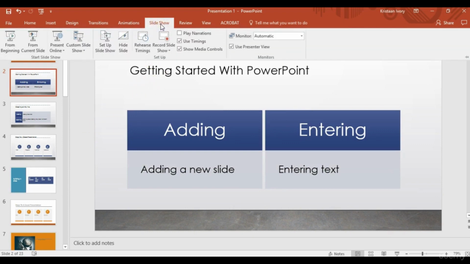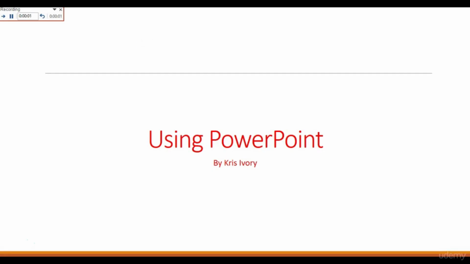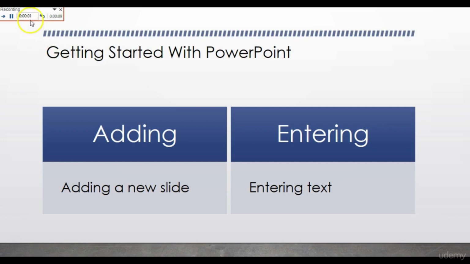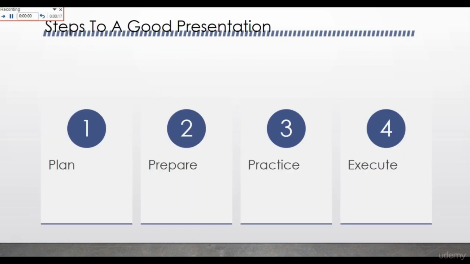We'll click on Slideshow, and right here we have Rehearse Timings. And like I said, you could practice this and not your actual presentation, and it just shows you how much time you're spending on each slide, and then you can automatically run the show from it. As you can see up here at the top, it's showing how long I'm on this slide, and when I go to the next, it shows how long I'm on this slide, but also shows how long the timing's been recording. And let me just go through a few slides right now.